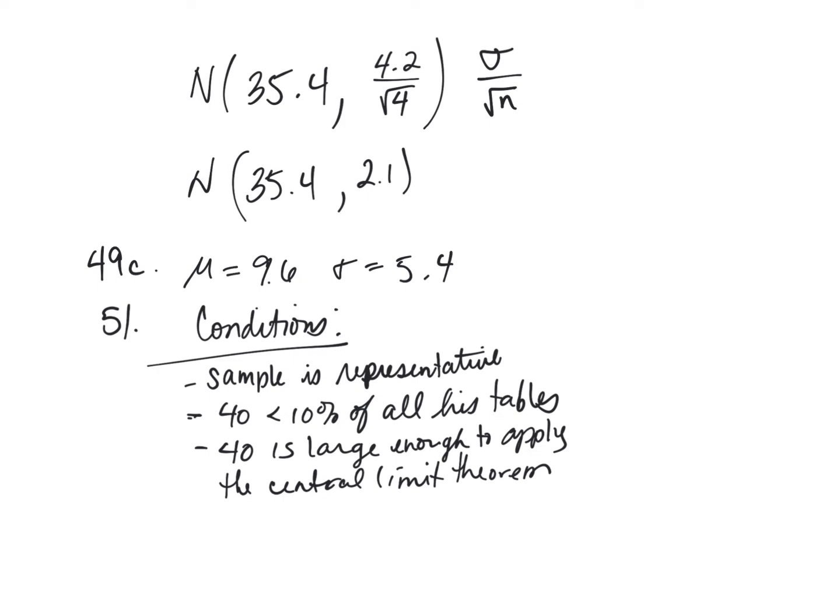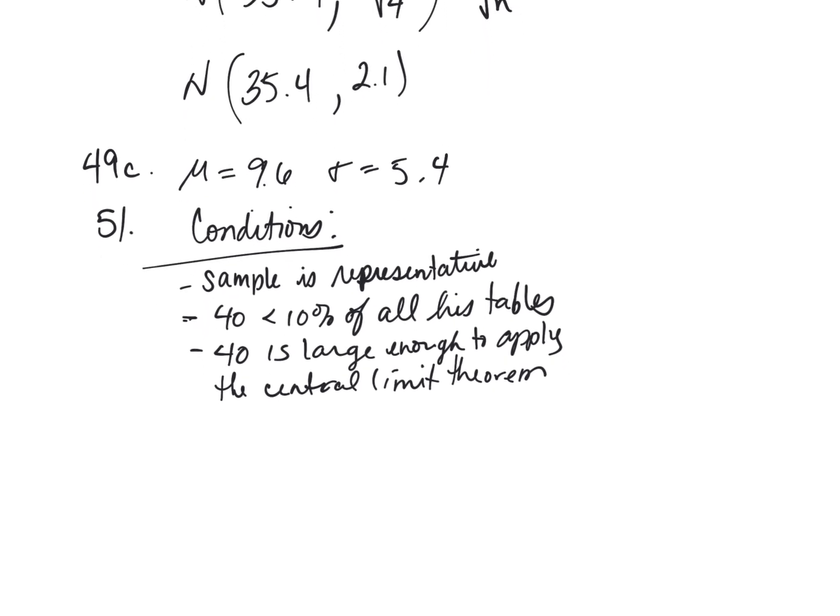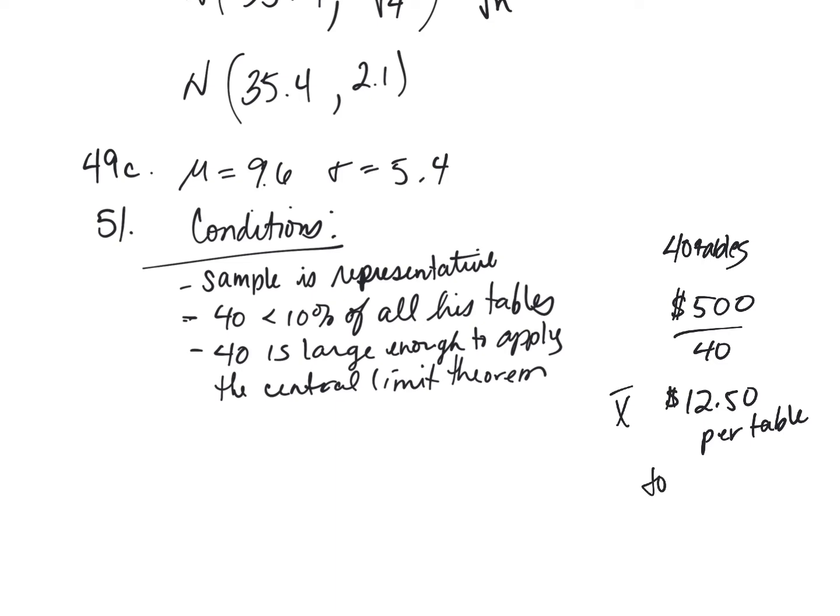And so estimate the probability that he will earn at least $500 in tips. So if it's 40 tables, how is he going to earn $500? What is he going to have to average? $12.50, 500 divided by 40. He's going to need to average $12.50 per table to make at least $500.